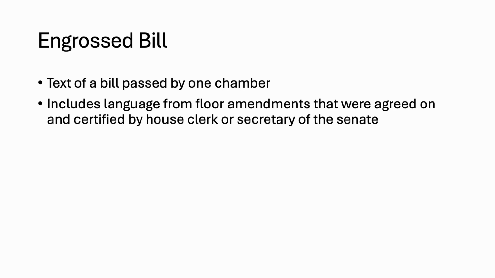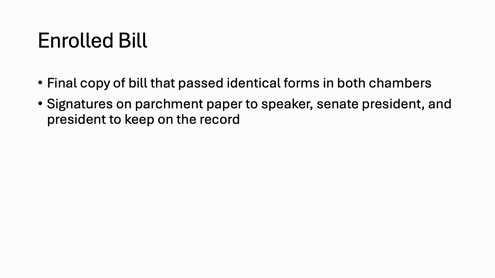Engrossed bill. Text of a bill passed by one chamber. Includes language from floor amendments that were agreed on and certified by the House Clerk or Secretary of the Senate. Enrolled bill. Final copy of a bill that passed in identical forms in both chambers. Signatures are done on parchment paper by the Speaker, Senate President, and President to keep for the record.